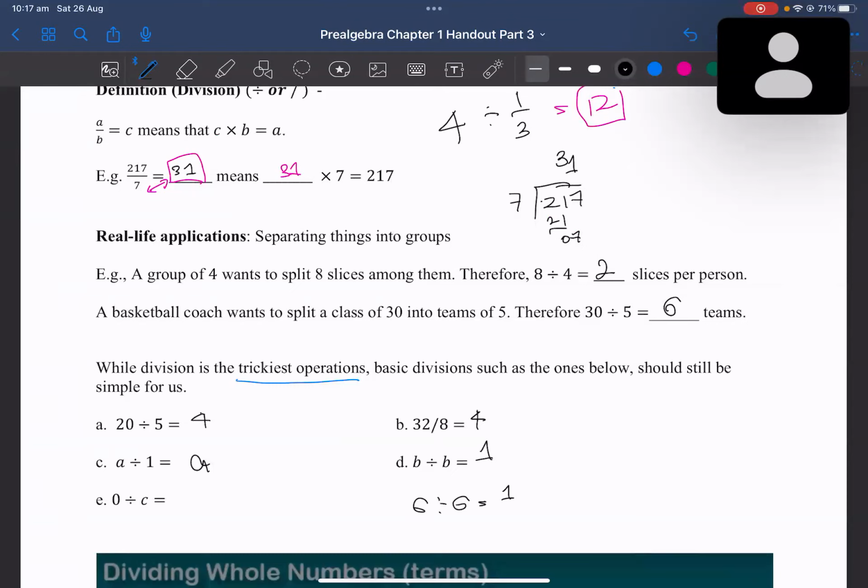Think like this: you have 0 items, you split into C groups. How many groups? How many items will go in each group? 0. None. So it's none or 0. Does that make sense?